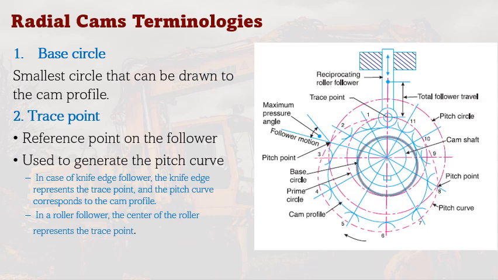So the base circle is shown here. It is the smallest circle that can be drawn. And we also have the trace points. The numbers 1 to 10 along that are the trace points. So they are generated along the pitch curve.